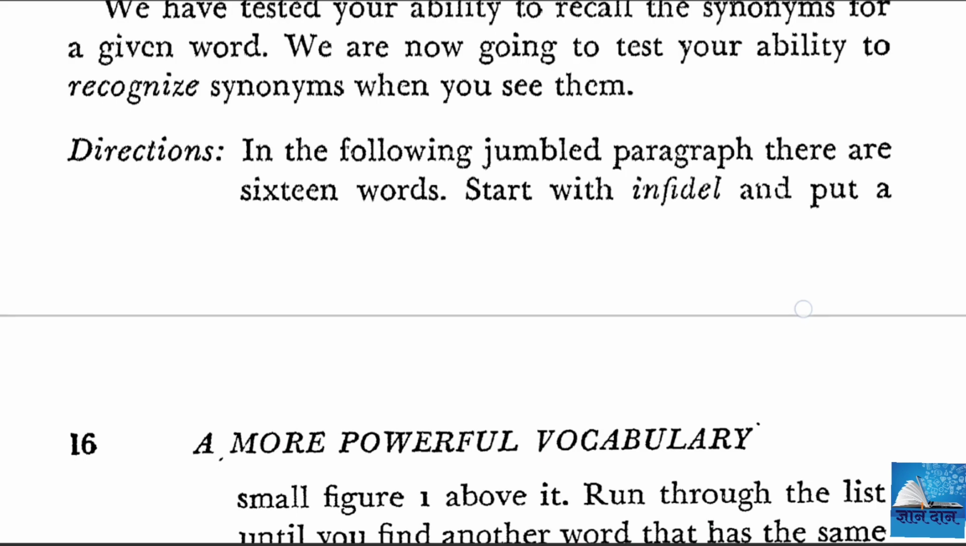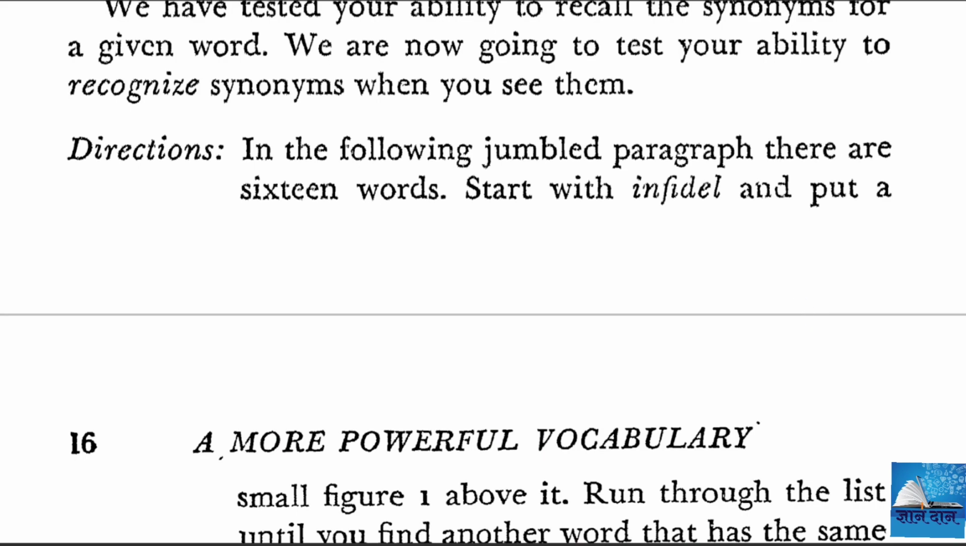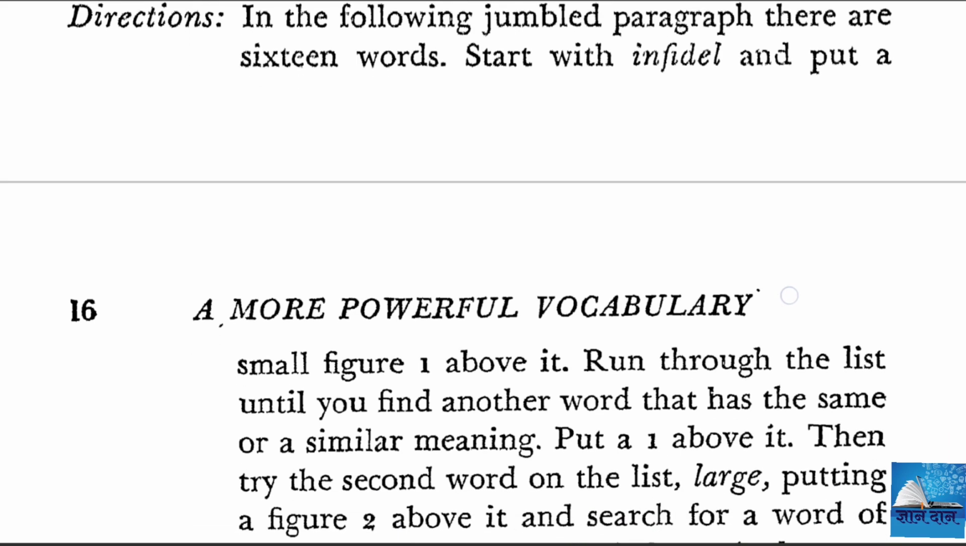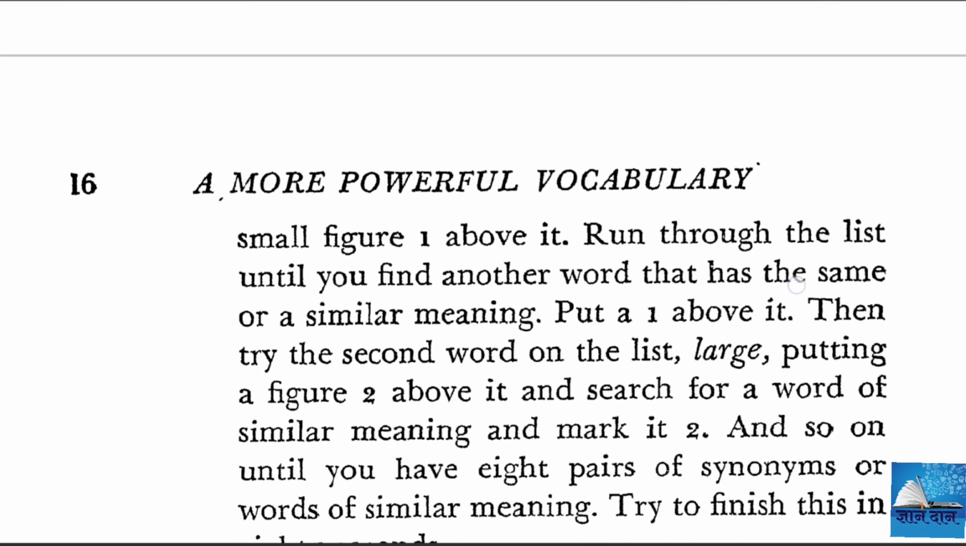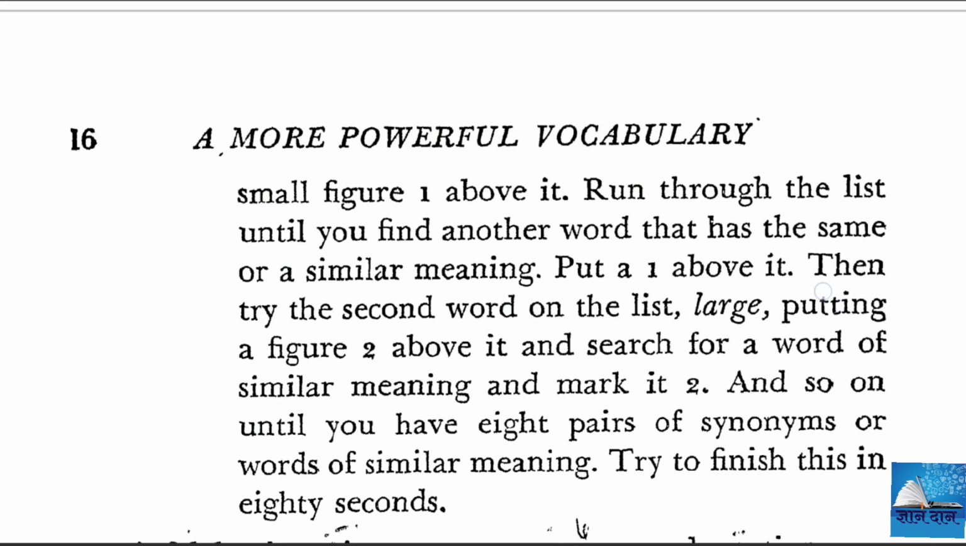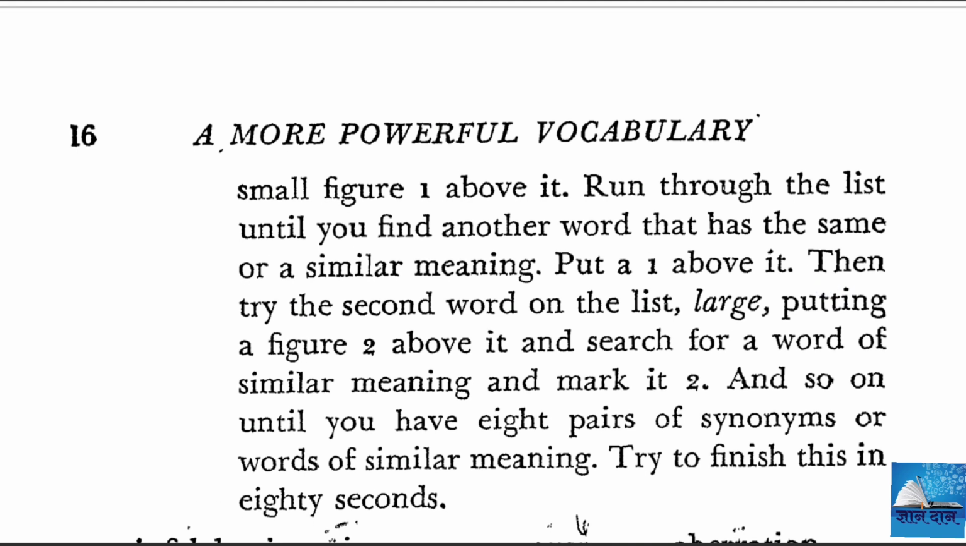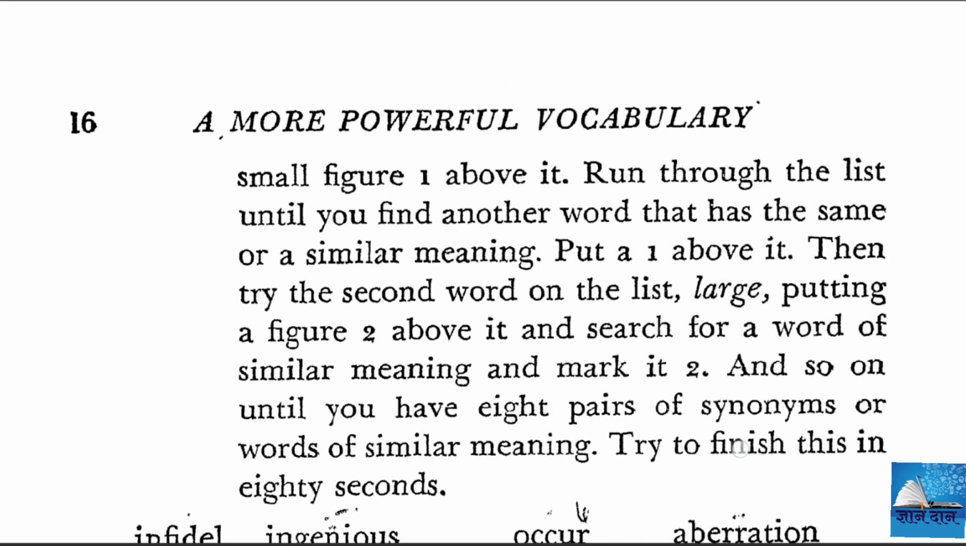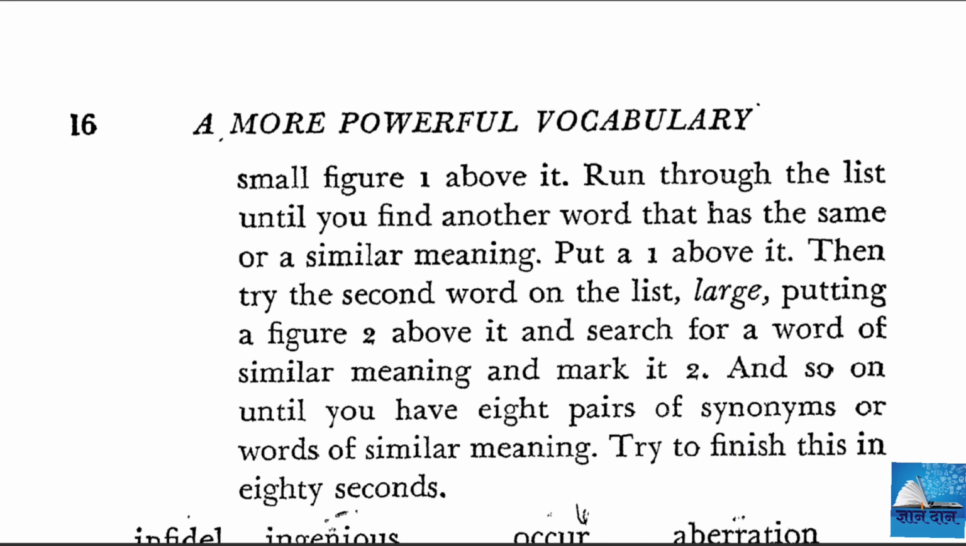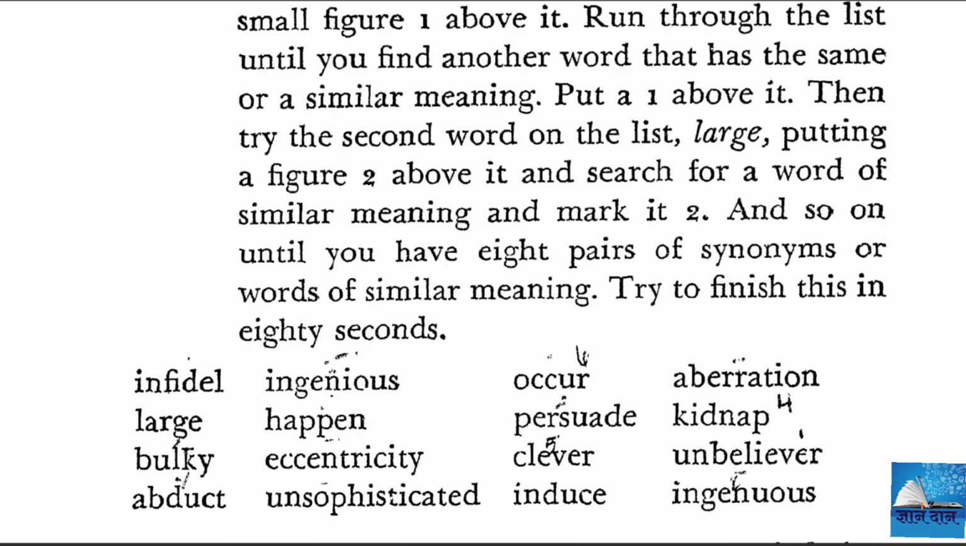In the following jumbled paragraph, there are 16 words. Start with infidel and put a small figure 1 above it. Run through the list until you find another word that has the same or a similar meaning. Put 1 above it as well. Then try the second word on the list, large, putting a figure 2 above it, and search for a word of similar meaning and mark it 2. Here's how to do it. If you think that infidel is synonymous to happy, then put 1 on both of them and 2 on the next pair.